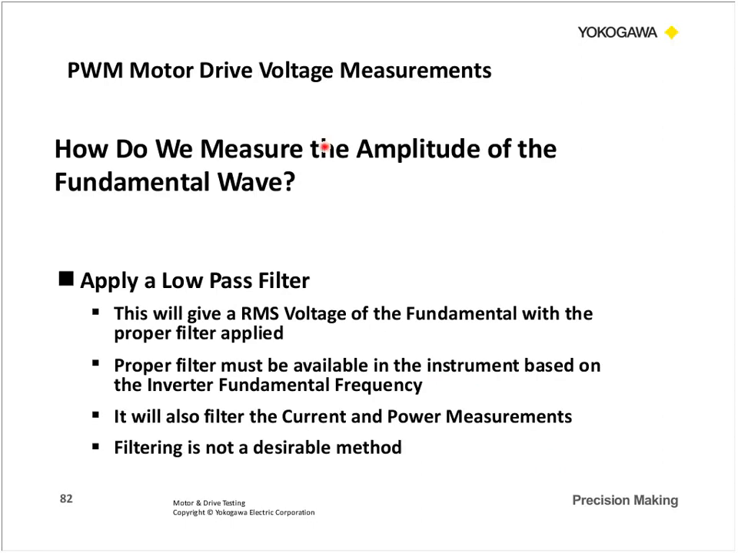So how do we measure the amplitude of the fundamental wave? Well, as we talked a little bit earlier, we can put a low-pass filter in there. And that'll give us an RMS voltage of the fundamental with the proper filter applied in your instrument. So you've got to have the right filter for that frequency range. But when you turn the filter on, it's going to filter the current and the power measurements. So we typically say filtering is usually not desirable.